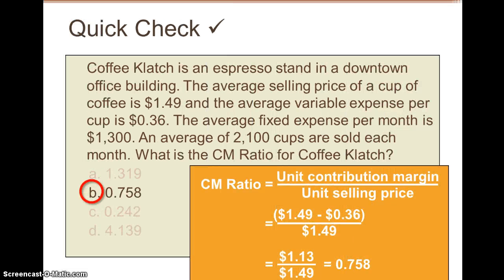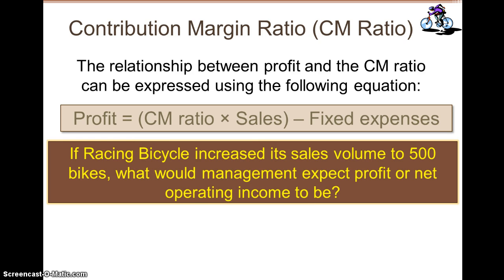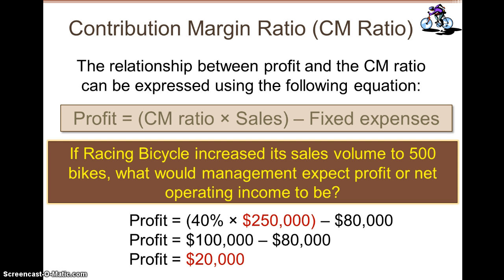I'll skip through these couple of slides. Therefore, the contribution margin ratio is the relationship between profit and contribution margin ratio. It can be expressed in this equation formula also, for students that like this as opposed to the ratio formula itself.